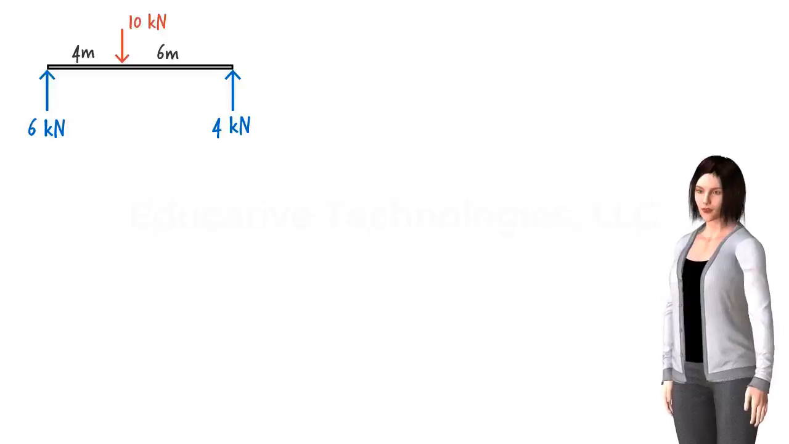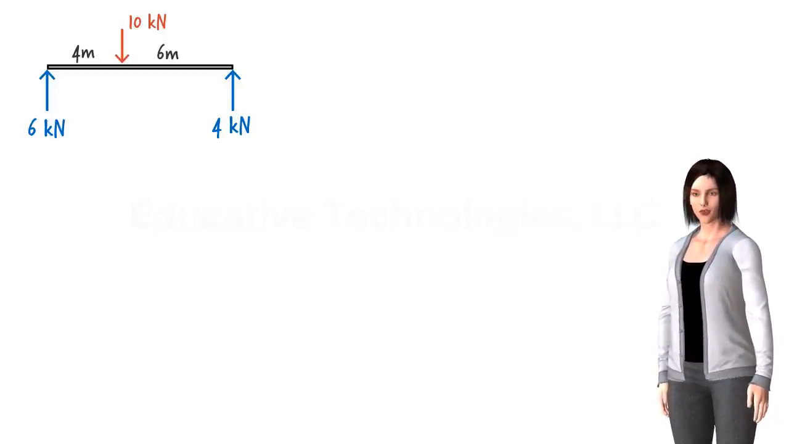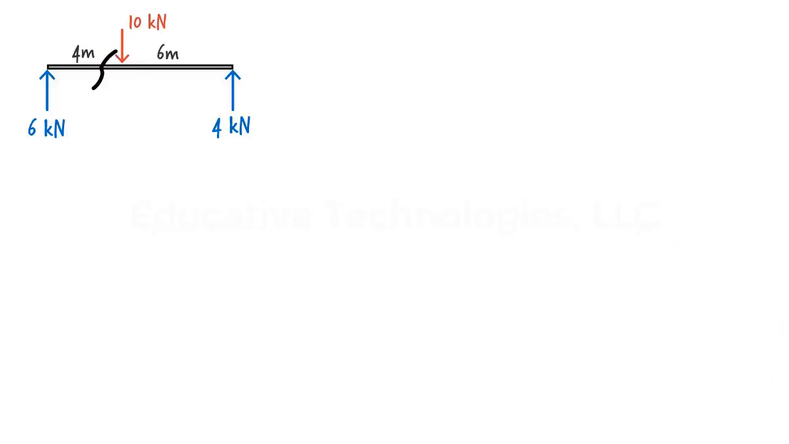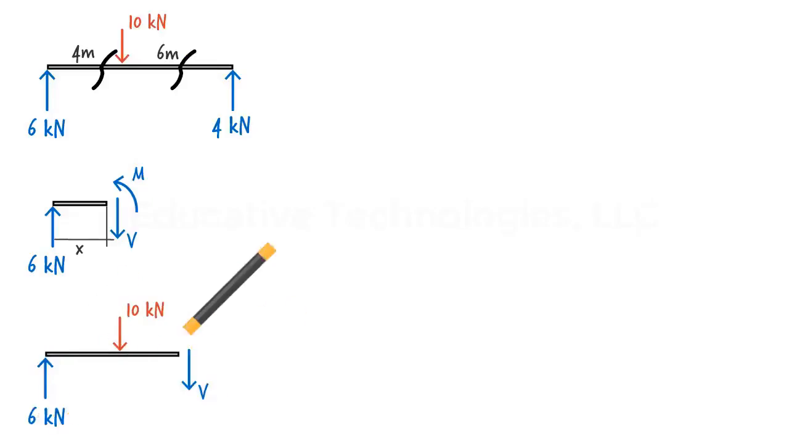Step 3. Cut the beam in each segment. Then, draw the free body diagram of the left part of the beam. The free body diagram for the beam, when cut in segment AB, looks like this. When the beam is cut in segment BC, its free body diagram looks like this.